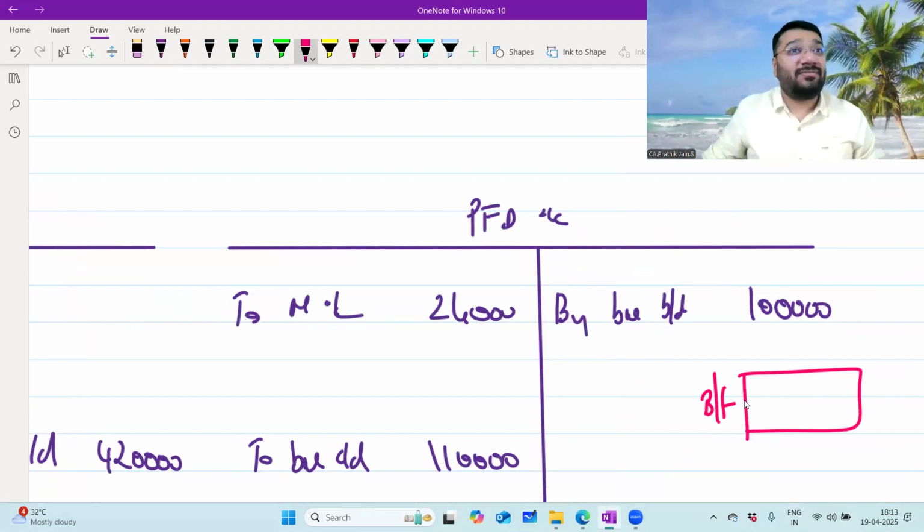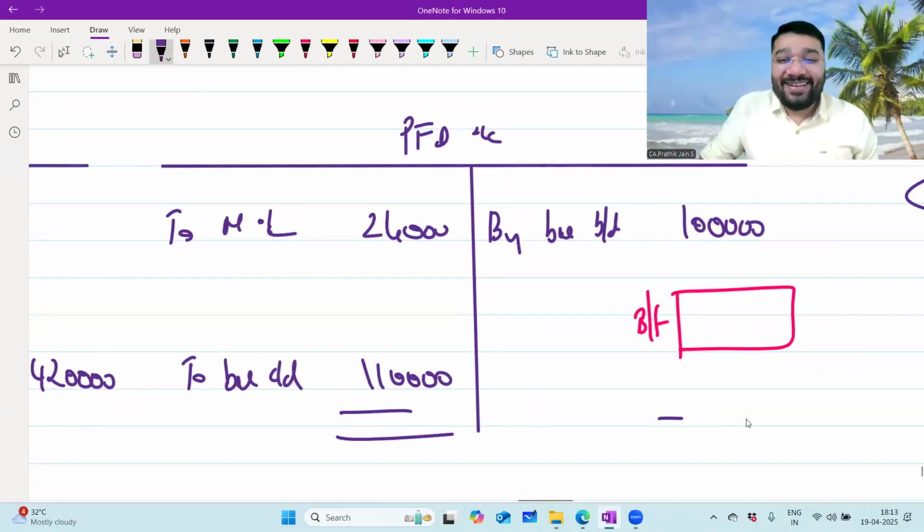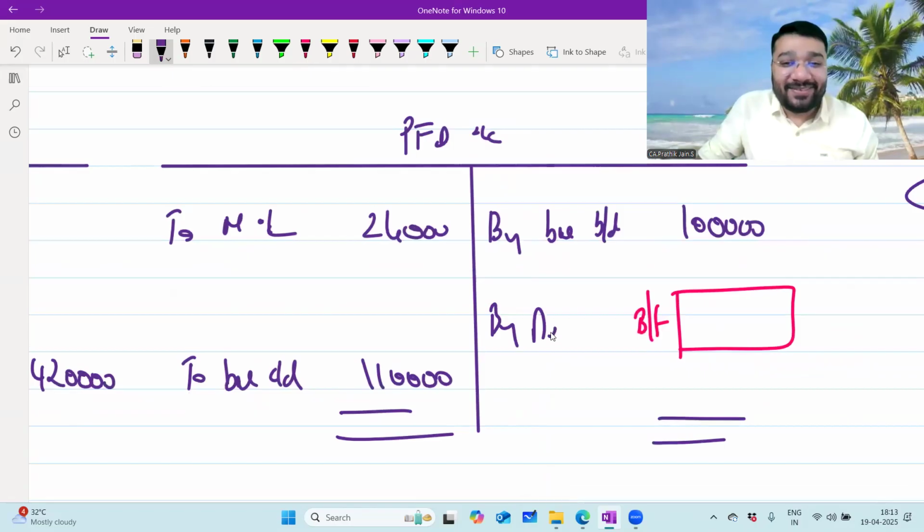I doubt you pass foundation properly. You go and write one more time. What is your, not what is your, what is the depreciation here? 34,000 is depreciation. Any problem?